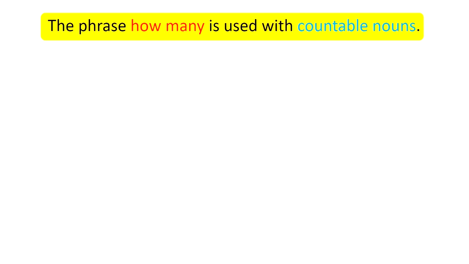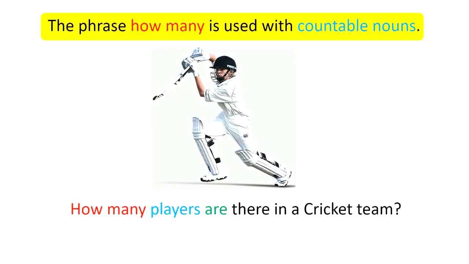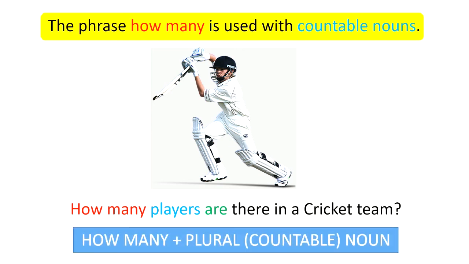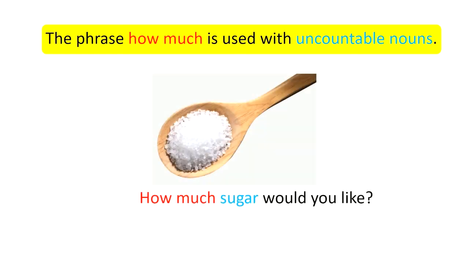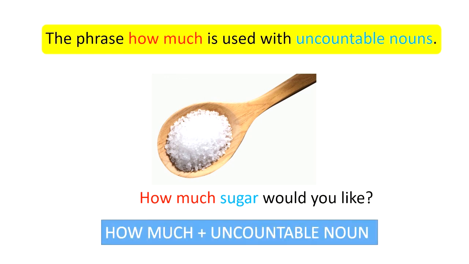The phrase how many is used with countable nouns. For example, how many players are there in a cricket team? Here you can see how many is followed by plural countable noun and it is followed by plural verb. The phrase how much is used with uncountable nouns. For example, how much sugar would you like? Here, how much is followed by uncountable noun.